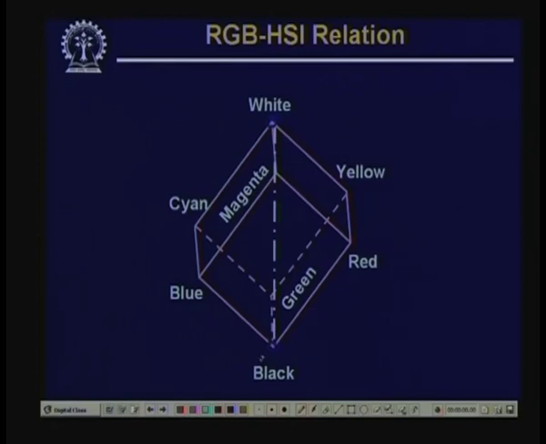So, naturally, as before, the line joining black and white represents the intensity axis. Any point on this line which joins black and white won't show any color information, but will have different intensities or different gray shades.